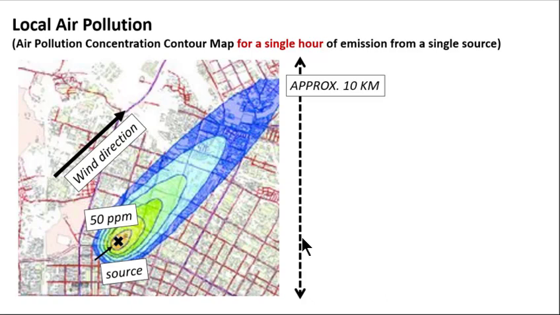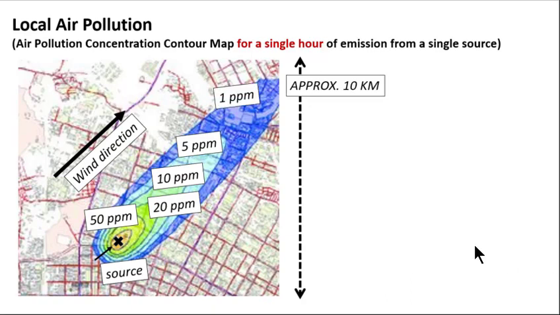Areas within this contour line, therefore, are areas where the pollution concentration from the source for this hour are greater than 50 parts per million. Going further downwind, we can then denote the lower concentration contours. For example, the 20 ppm contour, the 10 ppm contour, the 5 ppm contour, and the 1 ppm contour.